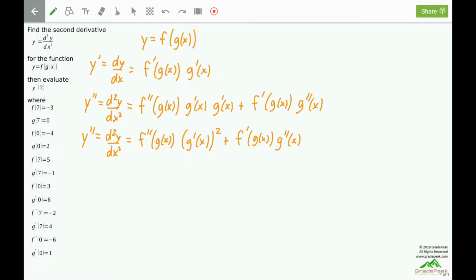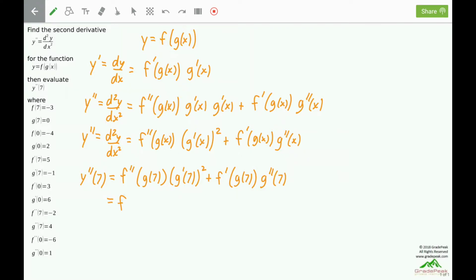The next thing to do is to evaluate y double prime of 7. So y double prime of 7 means to plug a 7 in for each of the x's. f double prime of g of 7 times g prime of 7 squared plus f prime of g of 7 times g double prime of 7. And we have all this information over there, and obviously we have some extraneous information. We have to make sure we use the correct ones from over there.